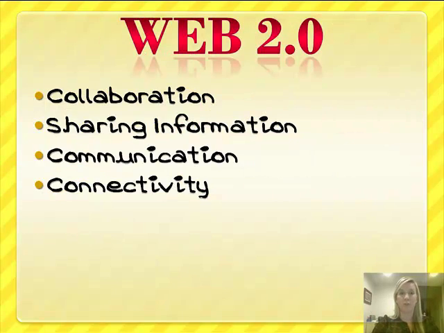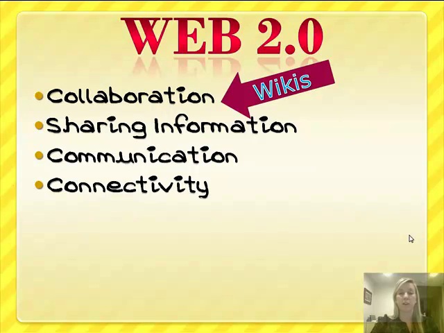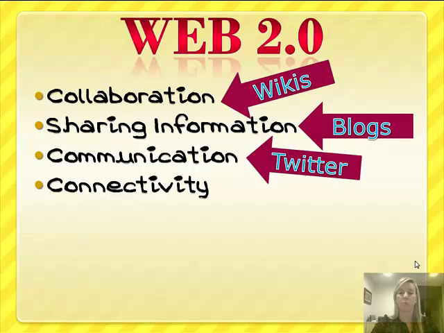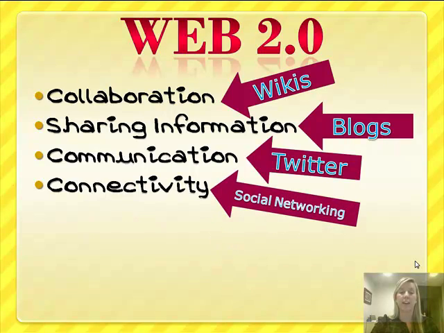Collaboration comes in all forms, and you just saw a few examples of ways collaboration can happen at PA Cyber, but collaboration is found in lots of forms known as Web 2.0 tools. So you could collaborate using wikis, sharing information using blogs, communicating with one another with Twitter, and the connectivity of social networking is a great way to collaborate, and we see groups forming daily, hourly, every minute that people want to connect with the passions that they have for different things in the world.